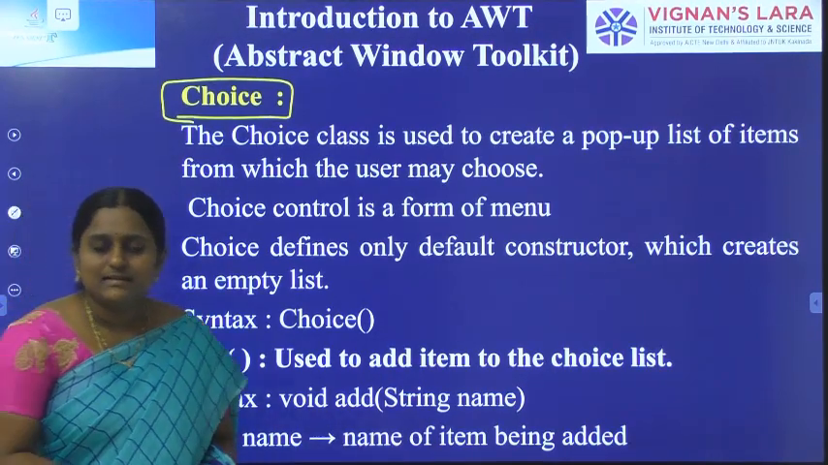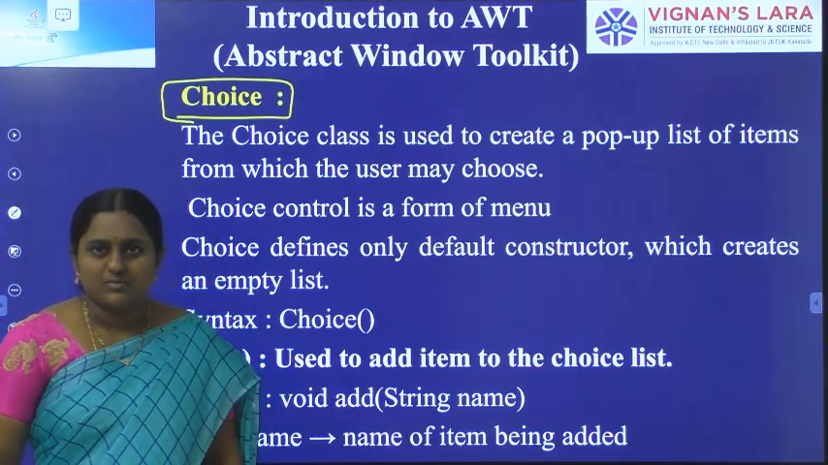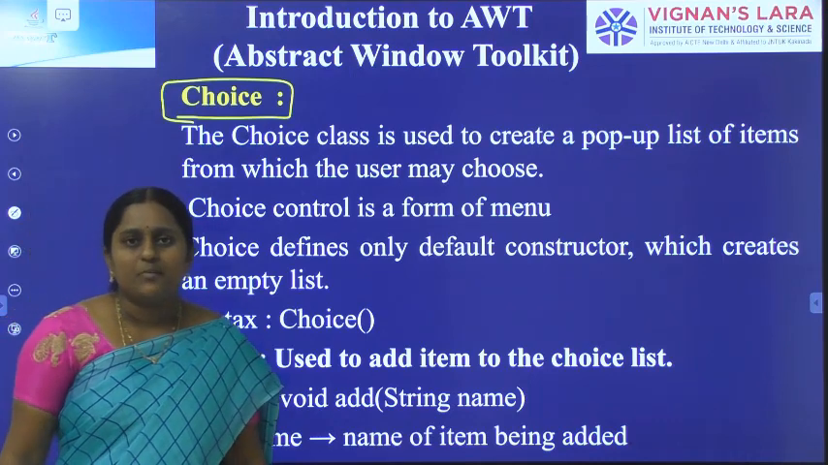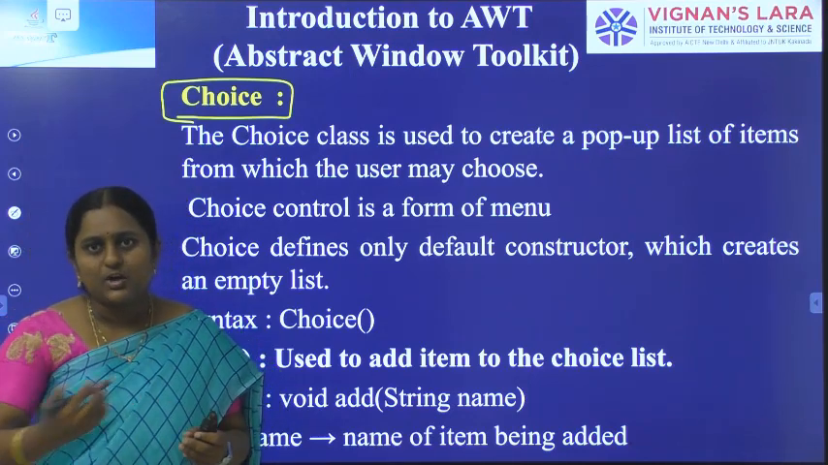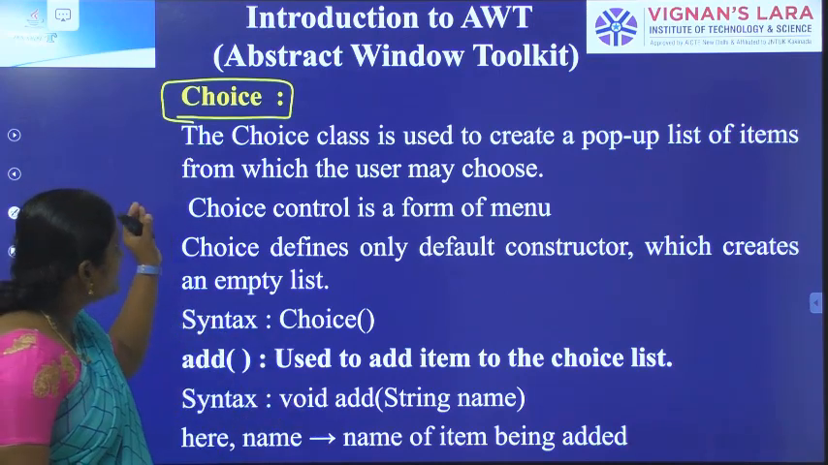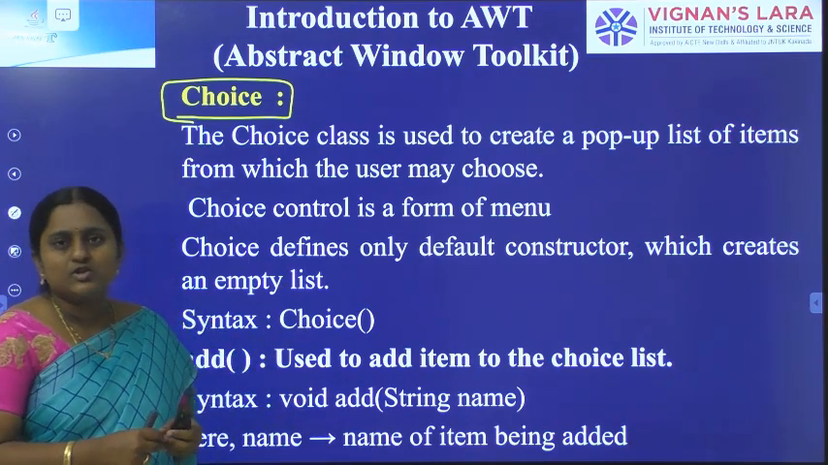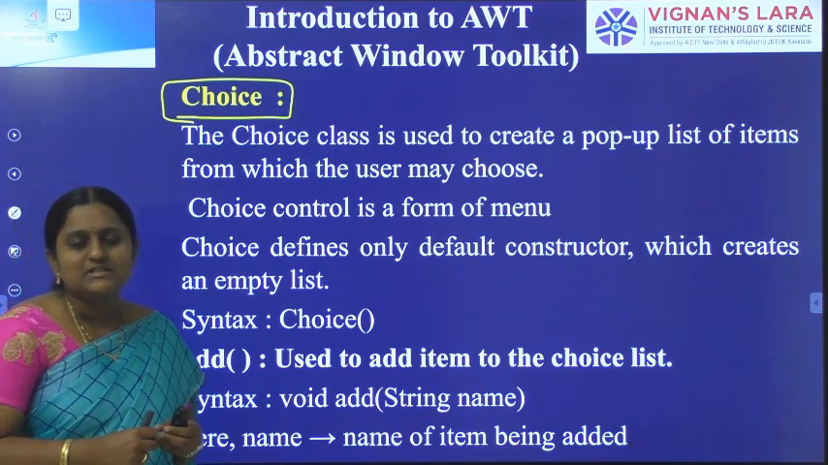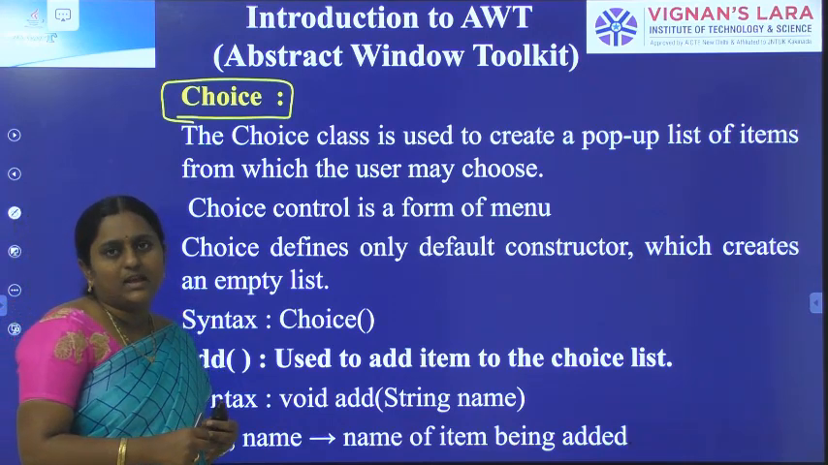Welcome back, students. In the last class we discussed checkbox and checkbox group GUI components. So in this class let us continue with the remaining GUI components. So here let us look into the Choice class. Choice is also a GUI component. It is also present in the java.awt package.